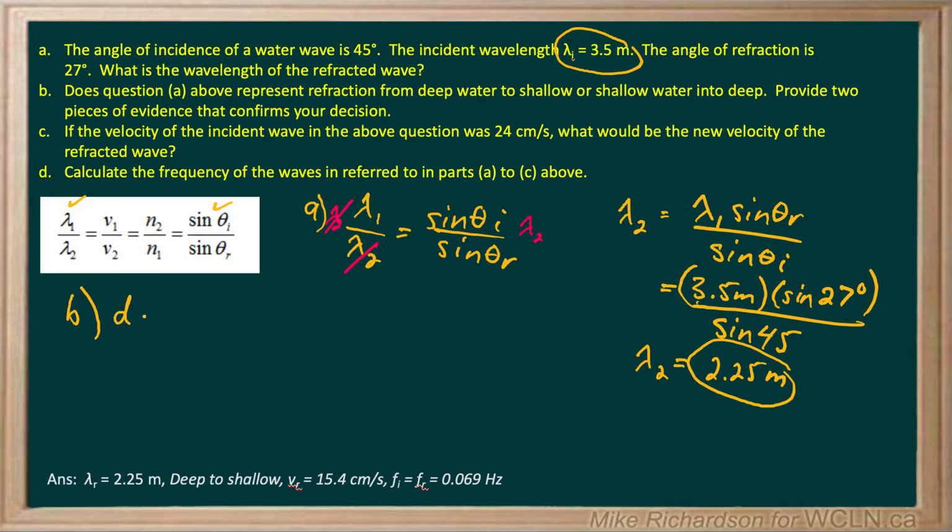So first of all, I think it is going from deep to shallow. And one of the reasons is because lambda 1 is greater than lambda 2. In other words, the waves are bunching up. The second reason is looking at the angle.